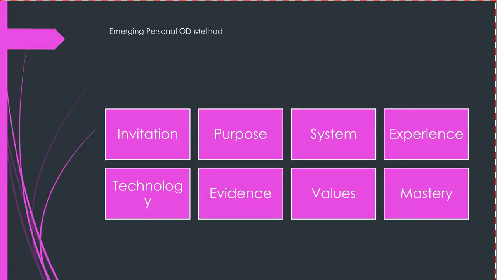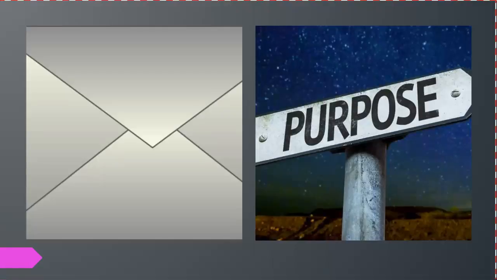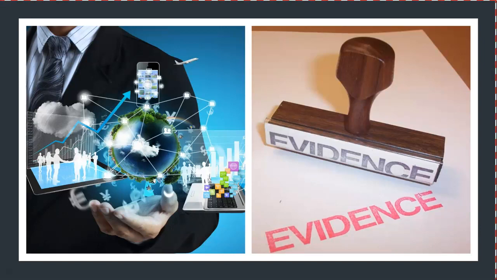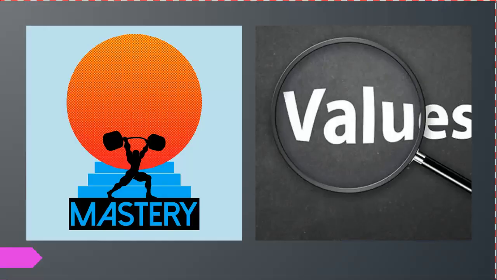Over the course of this slide, I will begin to go through the 8 design elements and how I utilize those when defining my organization development method. I will start with invitation, move on to purpose, go on to systems, and then experience, move into technology and evidence, and then mastery and values.